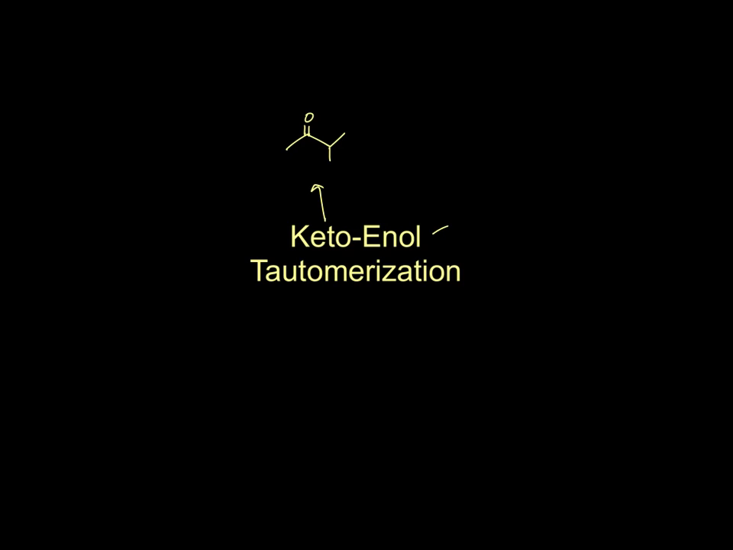And enol is two different things. It's an alkene and an alcohol jammed together. So it's something that could look like this. It's got an alkene and an alcohol, specifically where the alcohol is attached to one of the carbons in the alkene. So that's what an enol is. And tautomerization is something that we will jump into right now.